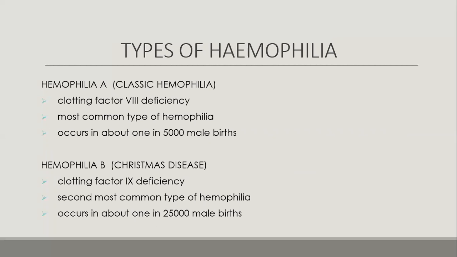Next, hemophilia B or Christmas disease. It is because of clotting factor 9 deficiency and it is the second most common type of hemophilia. It occurs in about 1 in 25,000 male births.